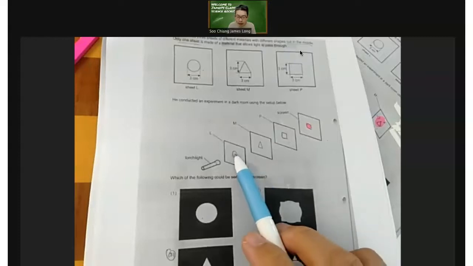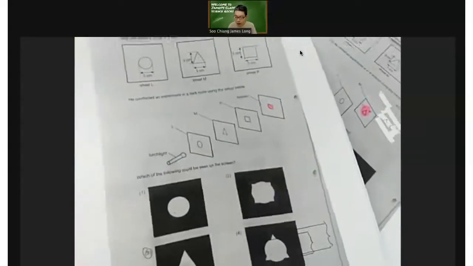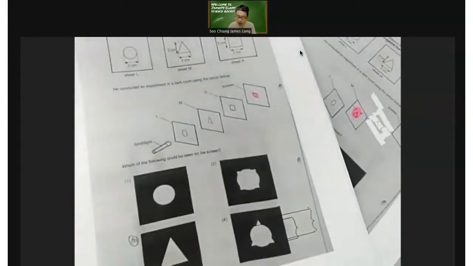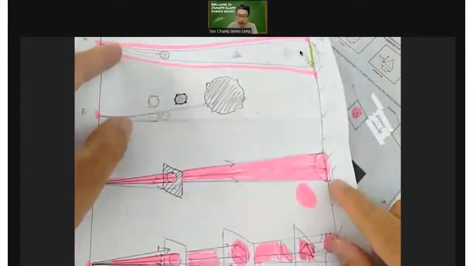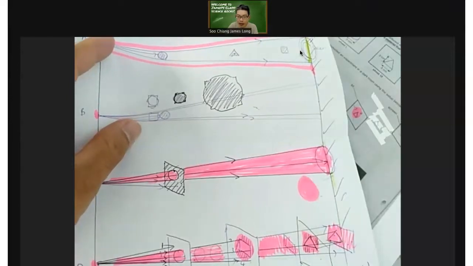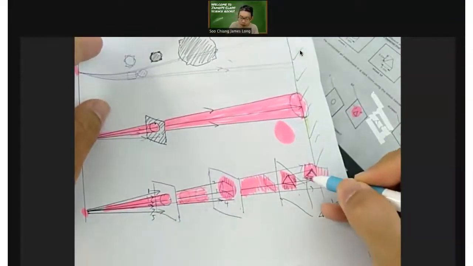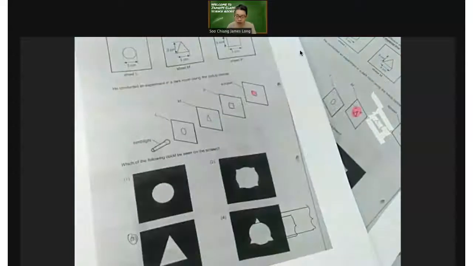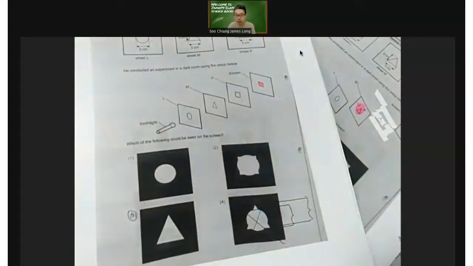The circular light source is nearer to the circular hole, is nearer to the light source, which means that I should expect to see a larger circular spot of light compared to the triangular spot of light. You see, if you put a triangular spot here, it will be a much smaller spot. So that's how I can rule out number 4 as not the answer.